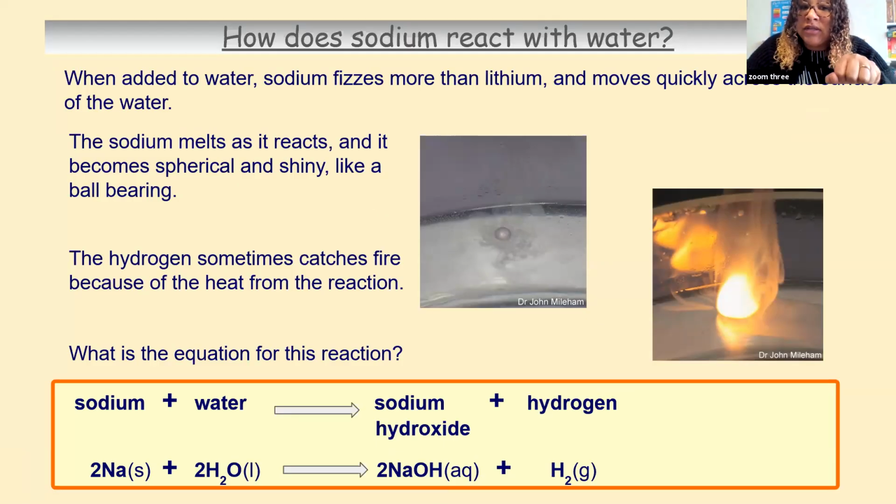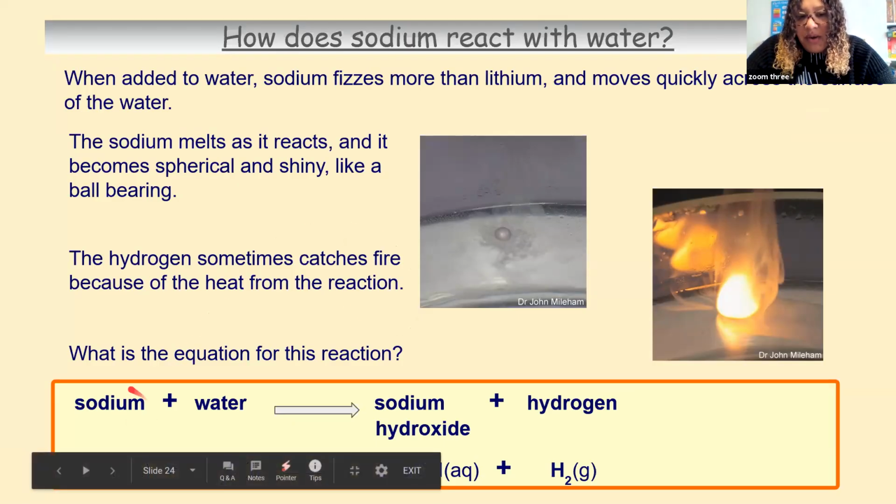Notice that word, vigorously. It actually melts and becomes spherical like a ball. If you think about those 3-dimensional shapes you had to learn when you were like 9, it becomes spherical. It becomes a ball. And occasionally you'll get a flame because there's so much heat energy that the hydrogen ignites. And so here we have a look. You've got your alkali metal here, which is sodium, and your water.